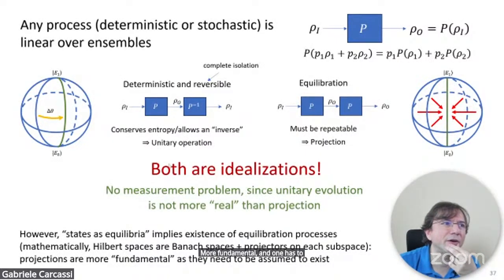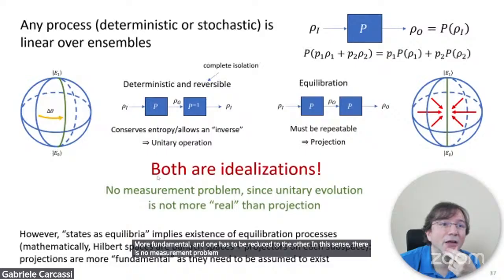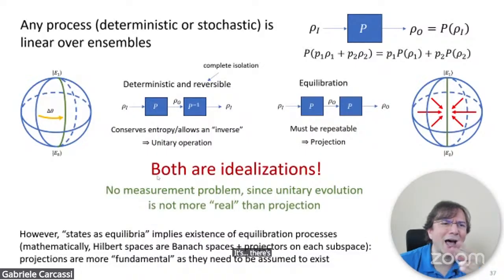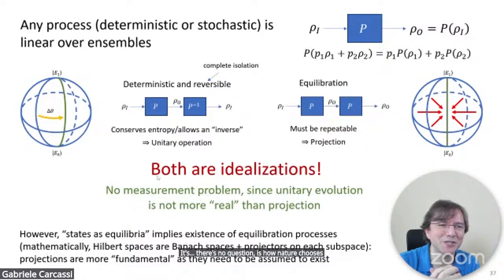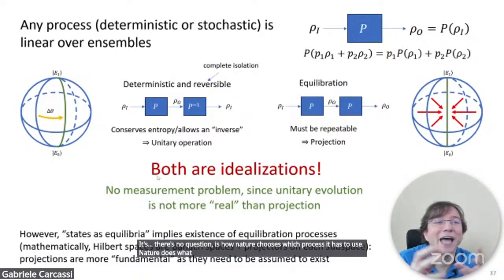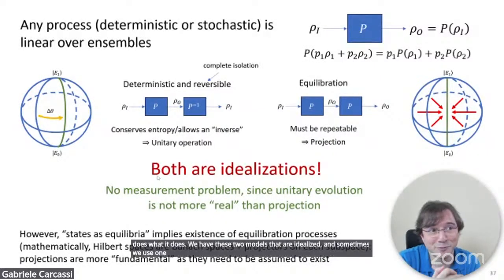reduced to the other. In this sense, there is no measurement problem, because there's no question as to how nature chooses which process it has to use. Nature does what it does. We have these two models that are idealized, and sometimes we use one and sometimes we use the other.